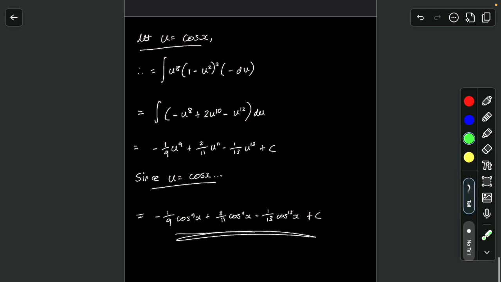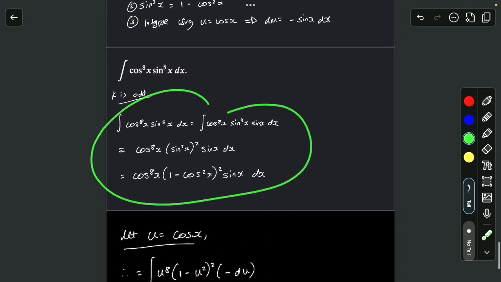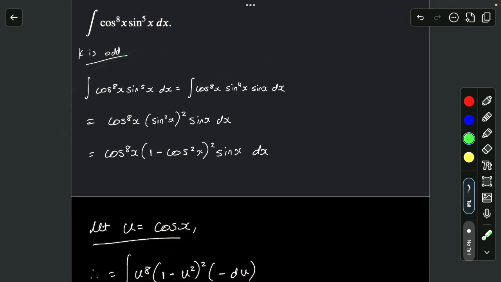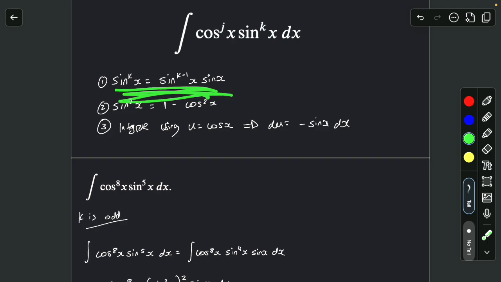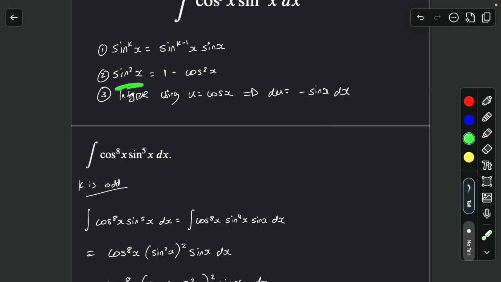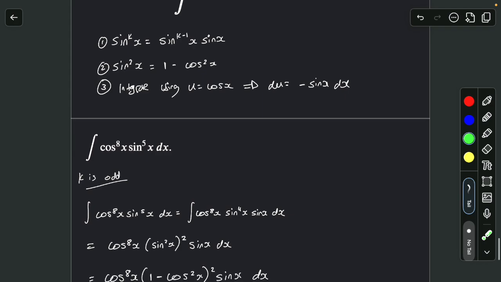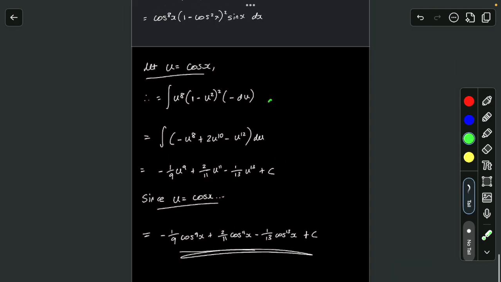So as you can see, these steps seemed a little bit weird without context, but we've applied them here. We dealt with the sin^k x, we rewrote it. Next, we used our identity for sin^2 x. And then lastly we integrated using u substitution to get to this.